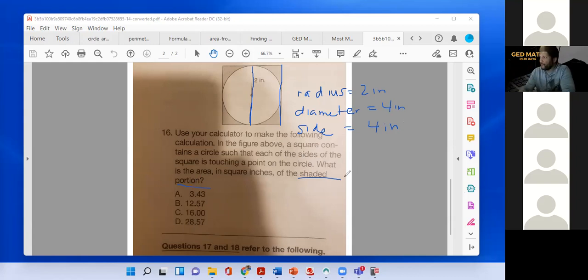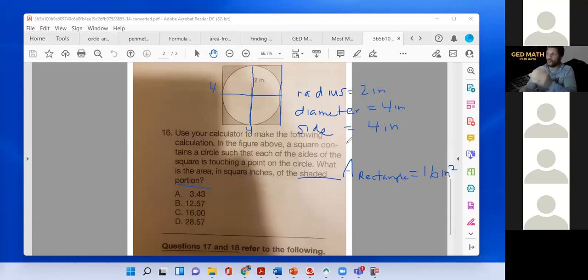Okay, so the area of the rectangle. I was thinking it would be 16, because we got 4 on this side and we got 4 on this side. How do we know? Because this point is also the diameter, so this side is also 4. So it's a square, and the area of the rectangle is 16 inches squared.